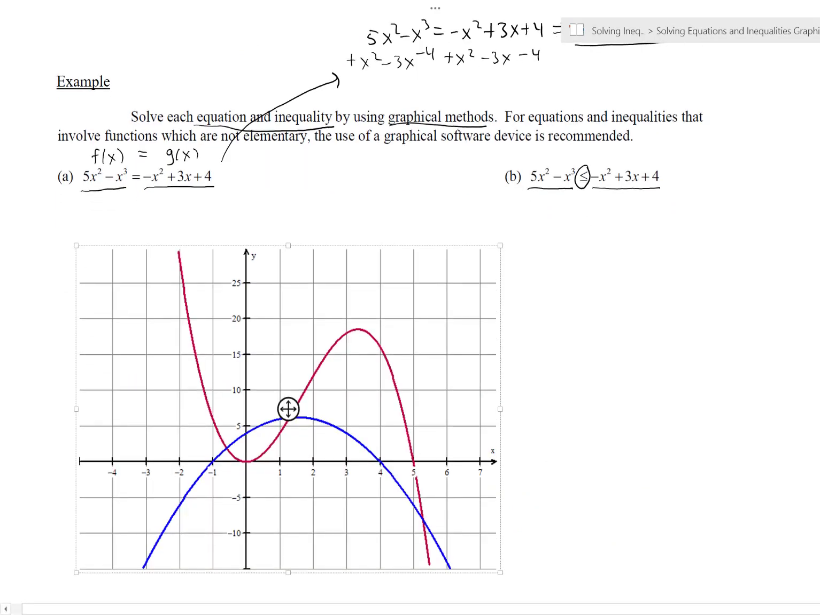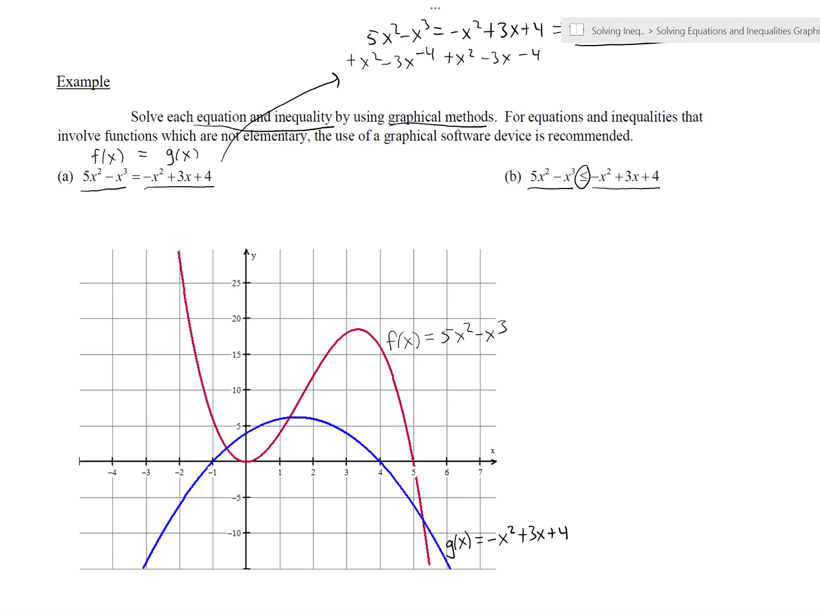So which graph is which? Well, I happen to know that the blue graph is the graph of g of x, because it's quadratic. g of x is negative x squared plus 3x plus 4. And the red graph is the graph of that cubic function, that's f of x, which is 5x squared minus x cubed. And so we can see in the graphs, we can eyeball where these two functions intersect.